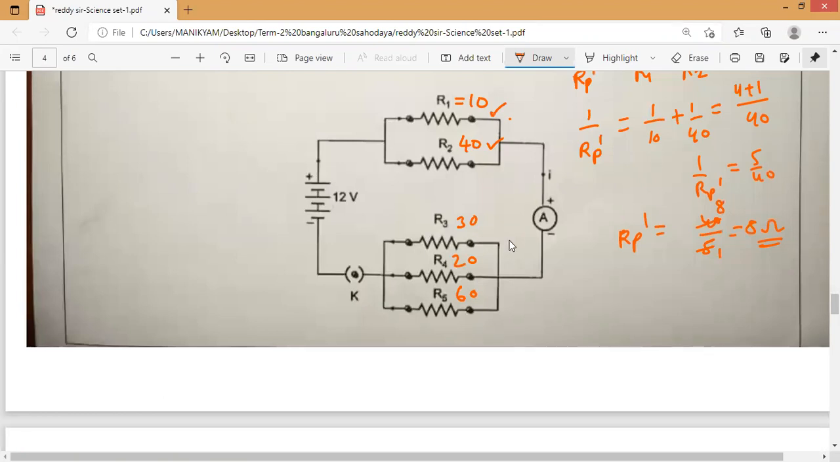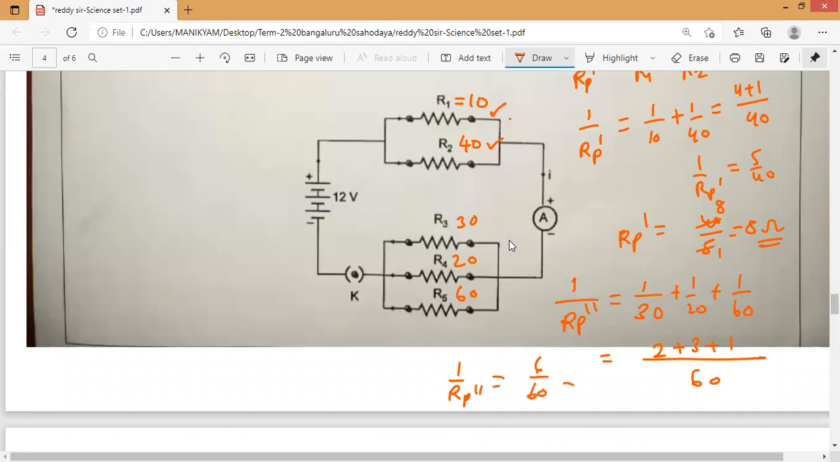Next, these three are in parallel. So 1 by RP double dash is equal to 1 by 30 plus 1 by 20 plus 1 by 60. So here, 2 plus 3 plus 1, which is equal to 6 by 60. So RP double dash is equal to 60 by 6, which is equal to 10 ohms. Yes or no? So the circuit is modified like this.